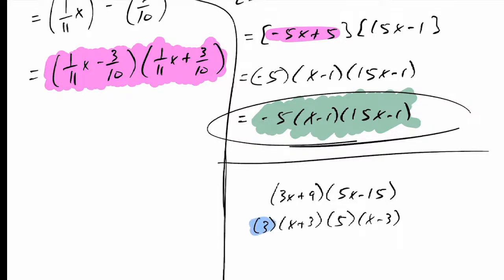And then what you do is you combine the two numbers together, because you can move these all around in any order you want. So I'd put the numbers together like that, and this would end up being 15 times (x plus 3)(x minus 3).